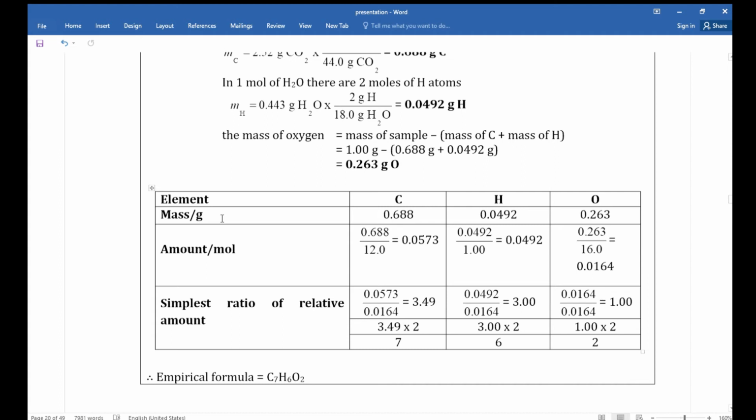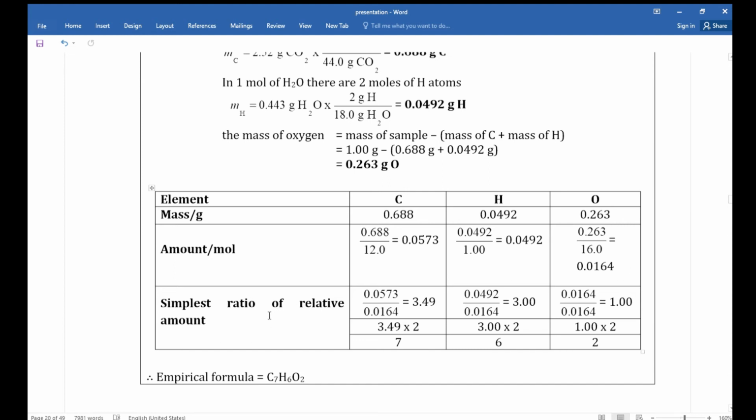After you put the mass in the first row of the table, we go to the second row, which is amount or mole. To find the mole for each element, take the mass and divide with the molar mass of the element. For carbon, 0.688 gram divided by 12 gram per mole is equal to 0.0573 mole. For hydrogen, 0.0492 divided by 1 gram per mole equals 0.0492 mole, and for oxygen, 0.263 divided by 16 gram per mole equals 0.0164 mole.